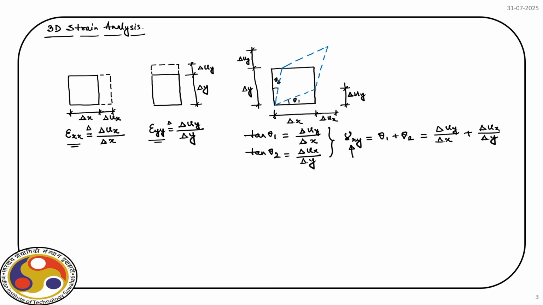Okay. Now, we have defined axial strain and shear strain, right. And again, in case of stress, if you recall, we use sigma for axial stress and then tau for shear stress. Here we have epsilon xx and then gamma xy. The first one is for axial strain and then the second one is for shear strain.